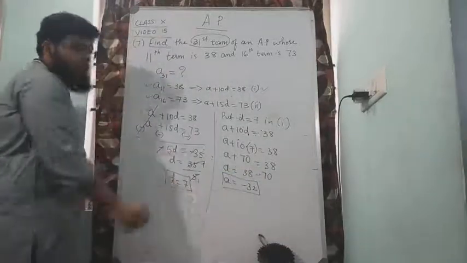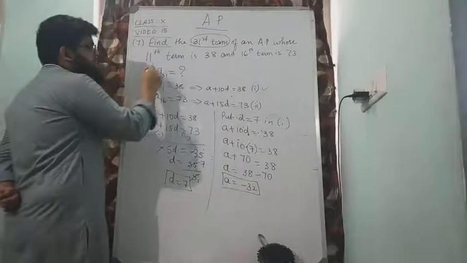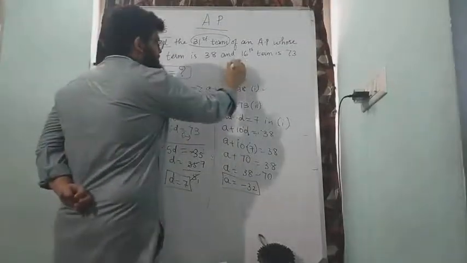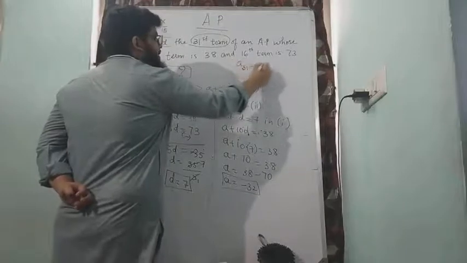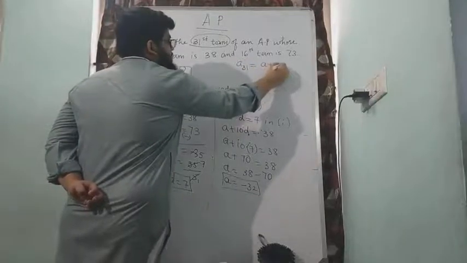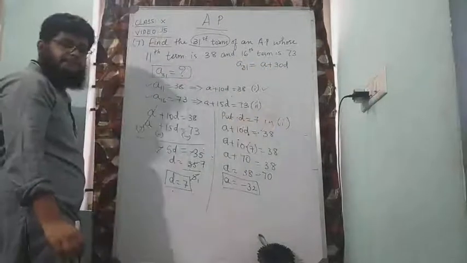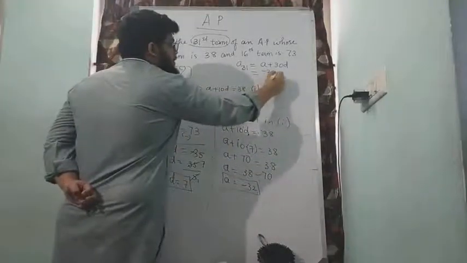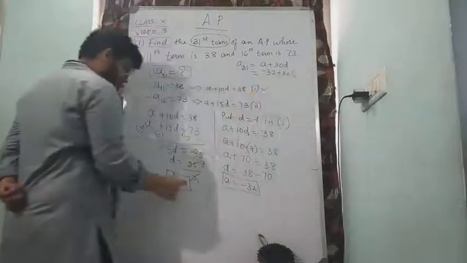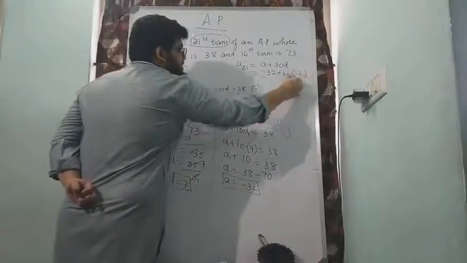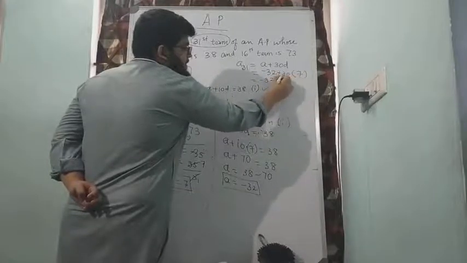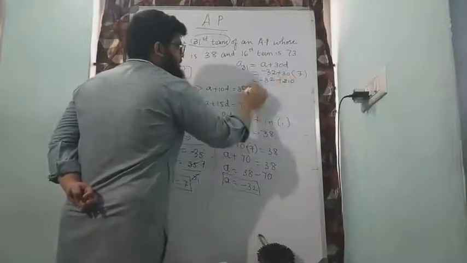So you have got D, you have got A also. But what is the question? What are we supposed to find out? A31, I'll do it in this space. A31, general form is A plus 30D. Is that correct? The value of A is minus 32 plus 30 into the value of D, which is 7. Minus 32 plus 30 sevens: 7 threes are 21 and 0. So it will become 210.